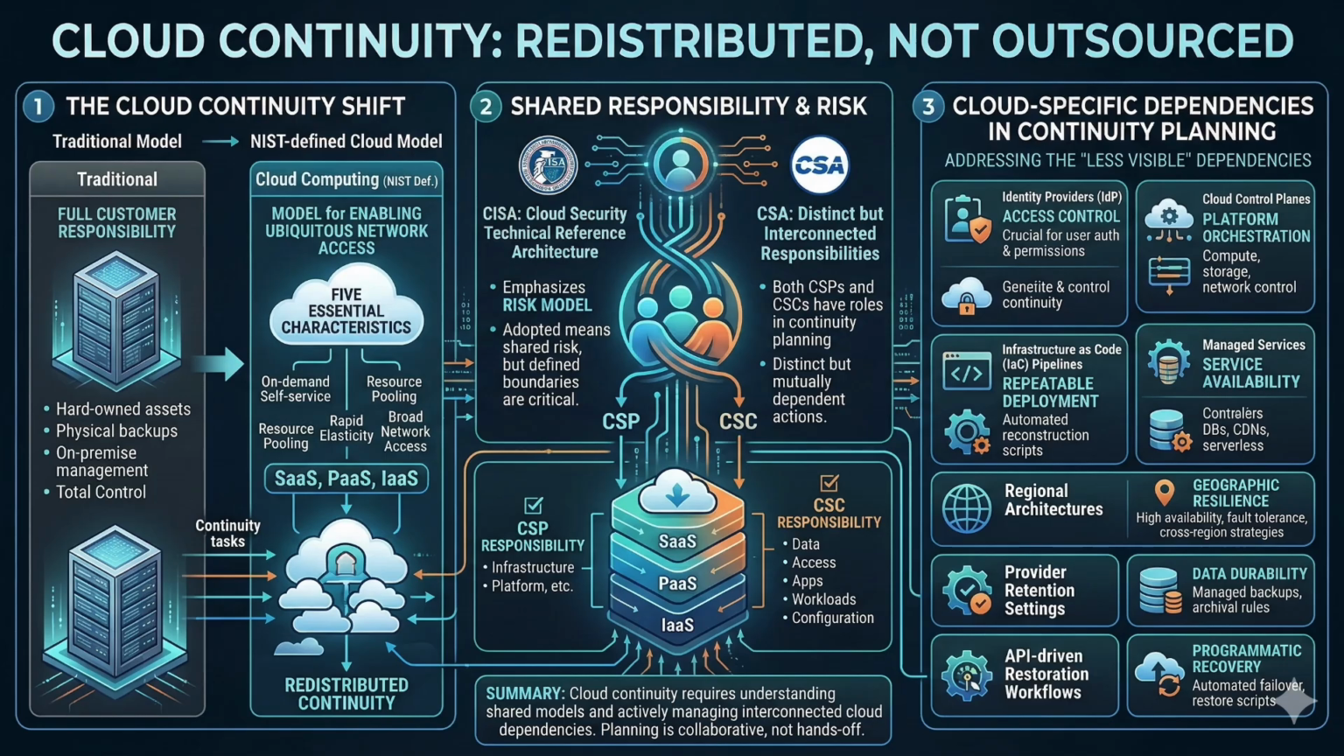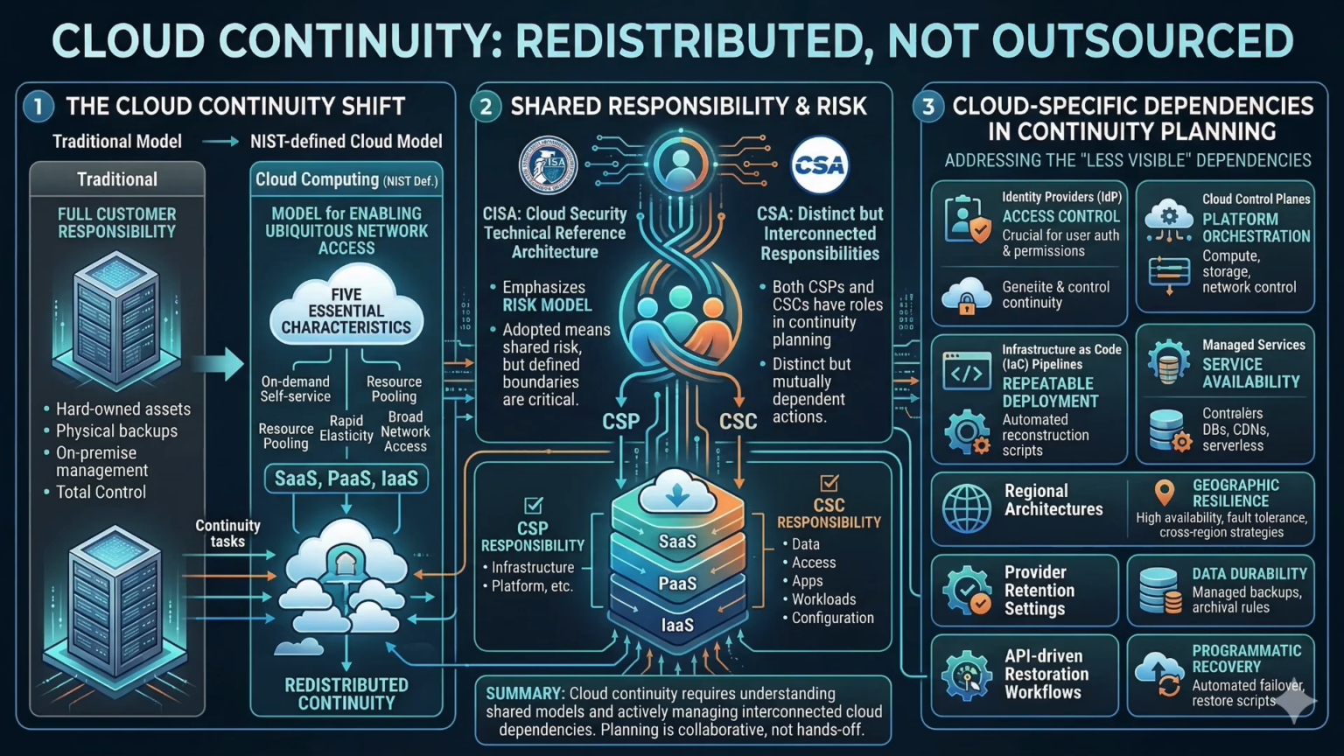NIST defines cloud computing as a model with on-demand access, resource pooling, rapid elasticity, and service models, such as SaaS, PaaS, and IaaS. CISA's Cloud Security Technical Reference Architecture builds on that by emphasizing a shared risk model for cloud adoption. CSA likewise stresses that both cloud service providers and cloud service customers have distinct but interconnected continuity responsibilities.